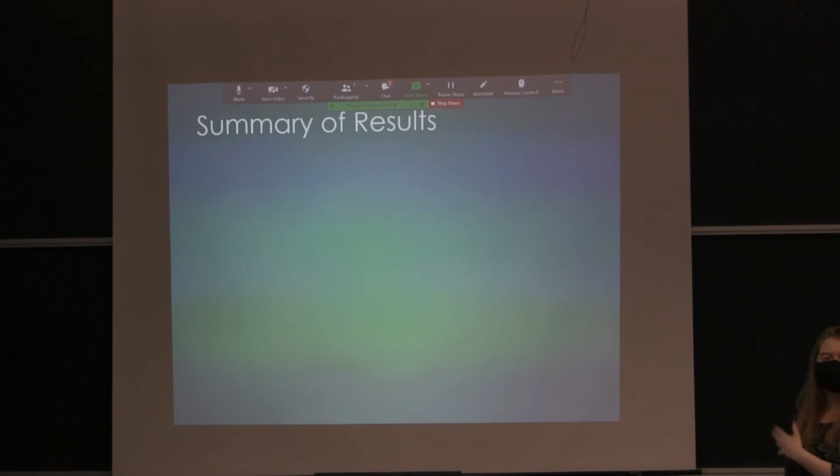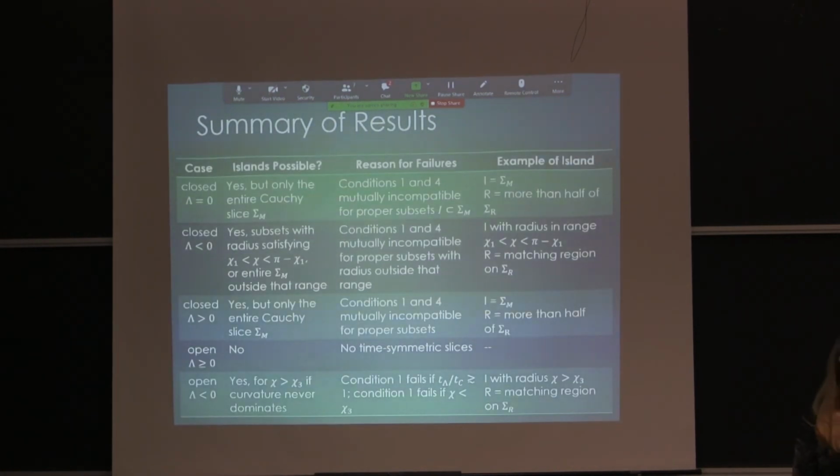So now I'm going to just put up a table with the summary of the results. Prepare yourself for a lot of text. Here are all the results. So you can see, I just summarized them here. I'm not going to spend too much time on this slide, but if you're looking back at this and want to see a summary of all the results, you can see that the entire Cauchy slice is always an island candidate for closed universes. And then there are some particular cases where we have potential island candidates that satisfy all the conditions.